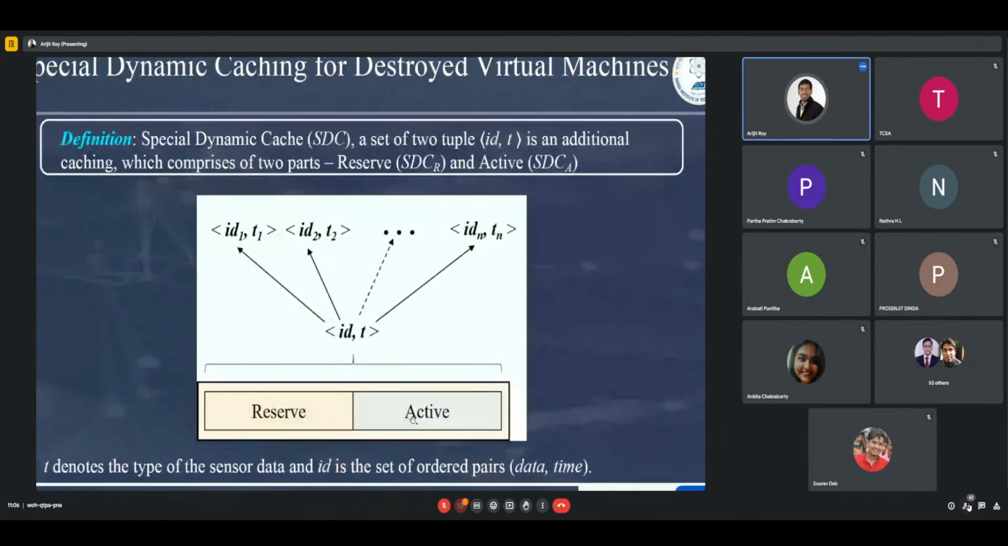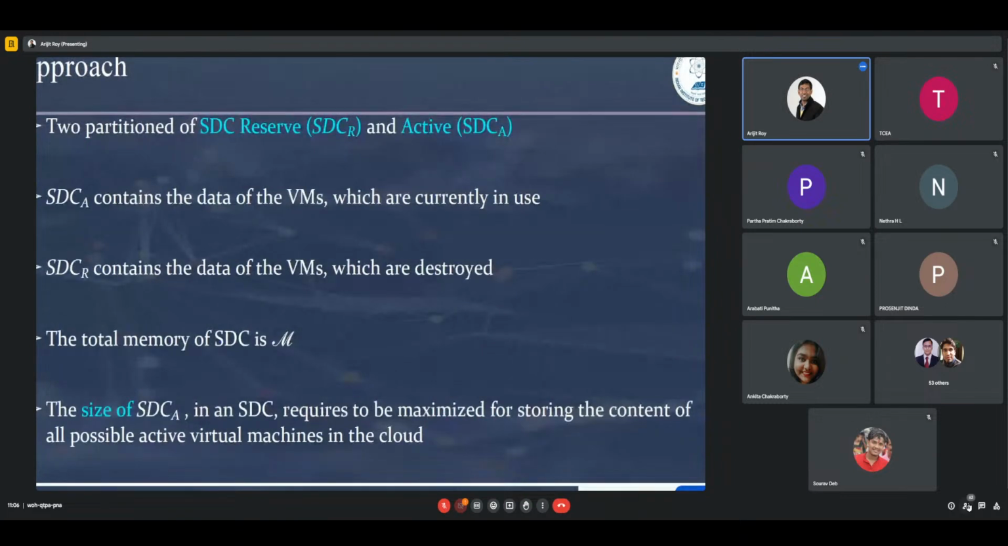Before that, there are two tuples. You can see this ID and T. Here T is the type of the sensor. There may be multiple sensors, right? Type of the sensor data, and ID again. There will be data and time. That means this is the sensor type from that sensor which data I am getting, and the time from where we are acquiring the data.